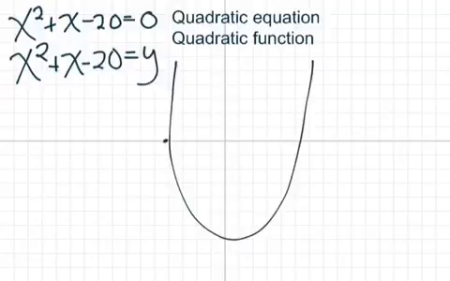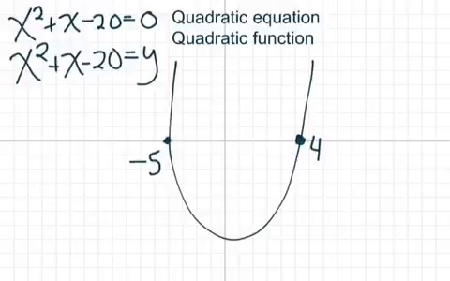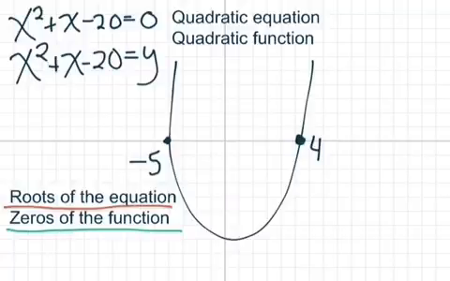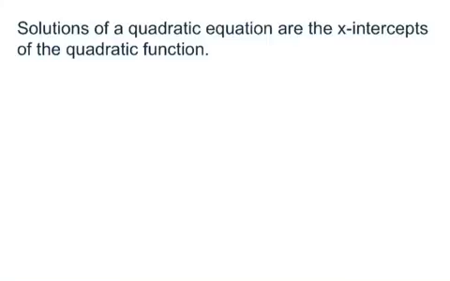the x-intercepts of that parabola would be those solutions that we found, right? So this would be a positive 4, and this would be a negative 5. Obviously, my graph here is not correct. I'm just showing you as an example. So these solutions then are called roots of the equation, if you're referring to the equation, or zeros of the function, because those are the spots where the y value equals 0, right, at both of those values. So to recap then, the solutions of a quadratic equation are the x-intercepts of the quadratic function.